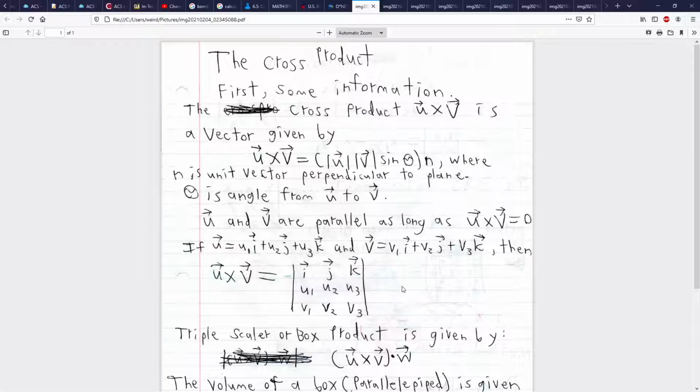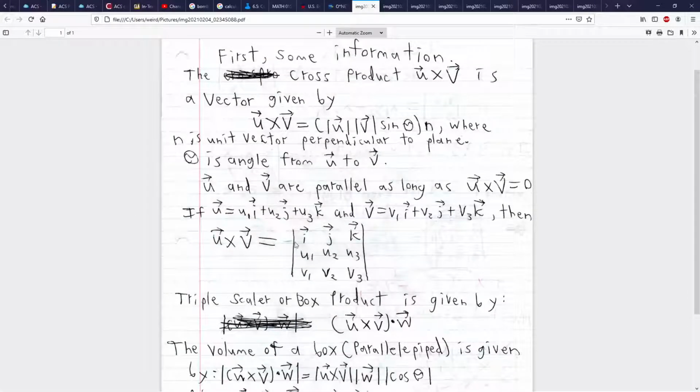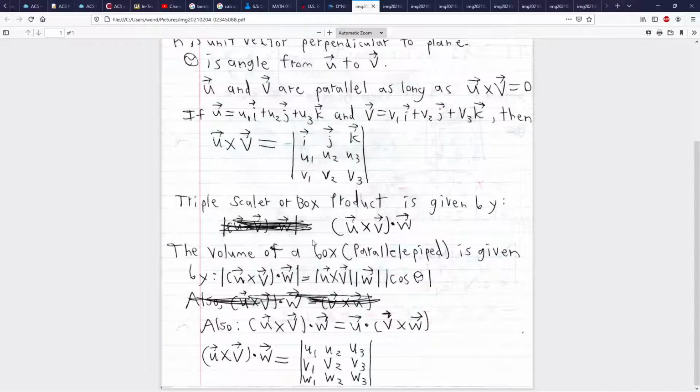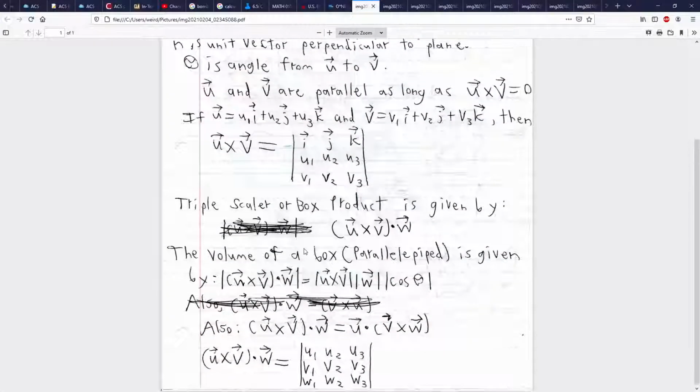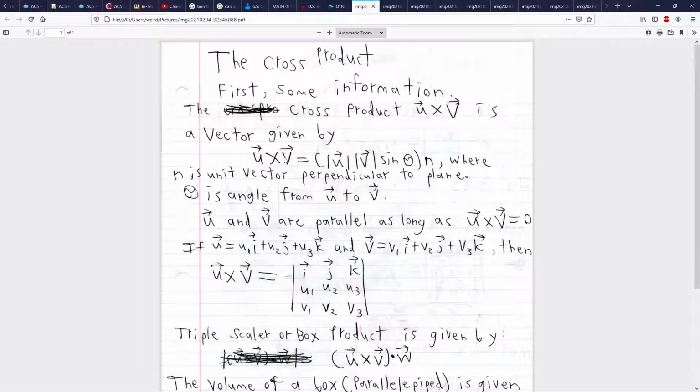But the determinant, this is called a determinant. This 3 rows, 3 columns structure is a 3 by 3 determinant. If you have the vectors u and v as such, you get this creation. And there's also the triple scalar product. Up here is what the cross product is equal to, but it's also what it's equal to.